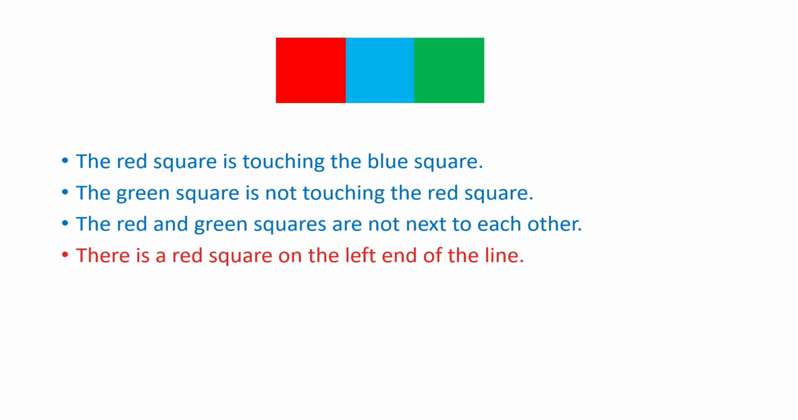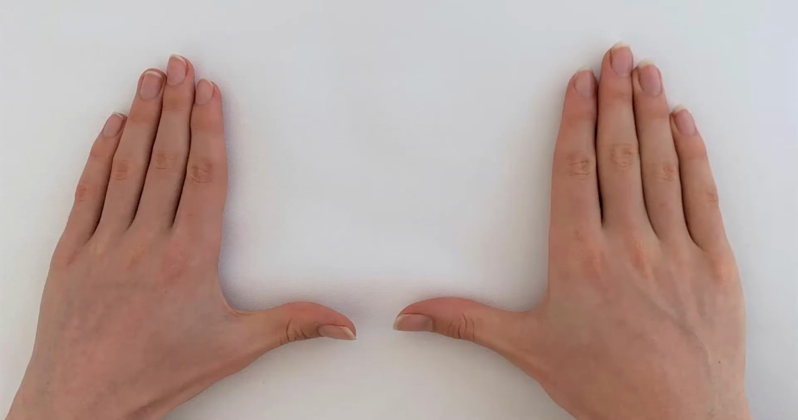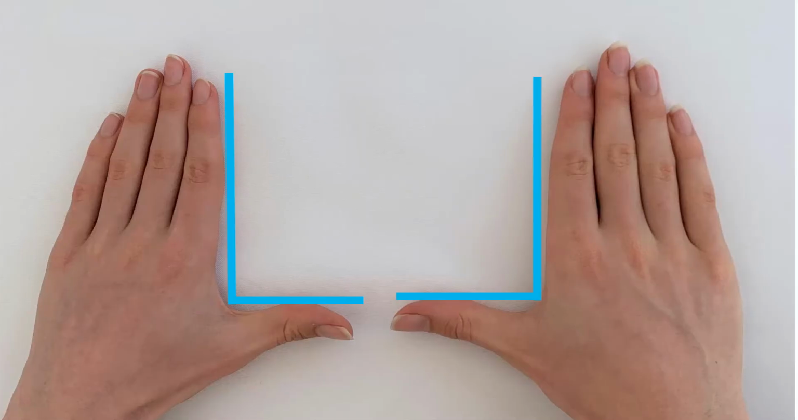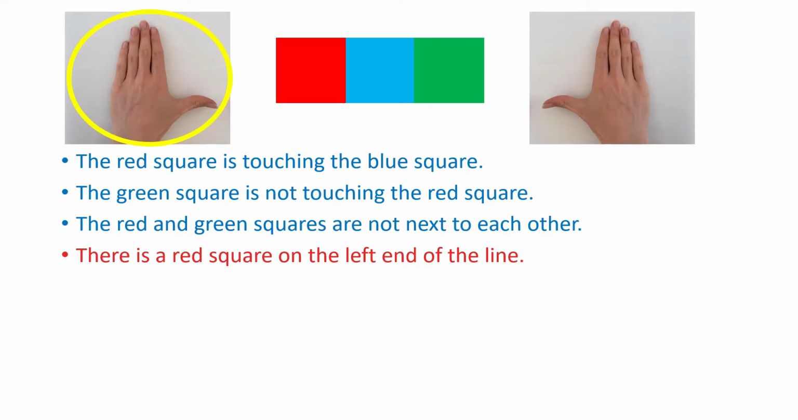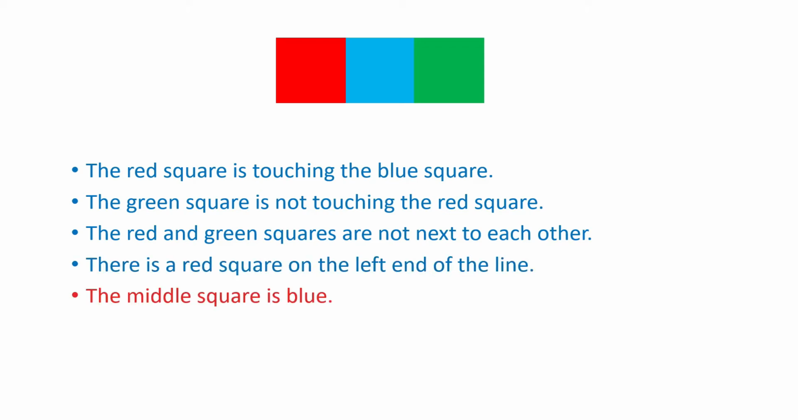If you're one of the many people who get confused between your left and your right, here's a trick for you. Put your hands in front of you like this. The hand where your fingers make an L, which is facing the same direction as a capital L, is the left one. So that's why we can say that the colour on the left end of the line is red. We can also say that the middle square is blue.